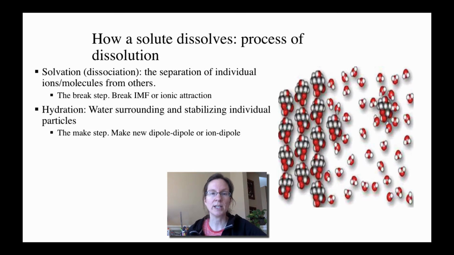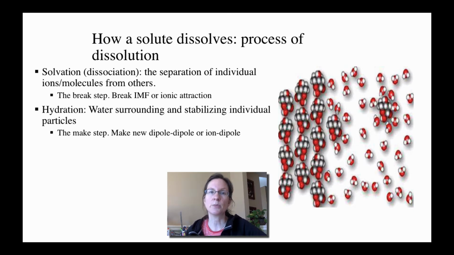So step one, what is dissolving? Dissolving requires two processes. Number one, you have to break the thing you're dissolving down to microscopic components so you can't see them anymore. But then step two, you have to replace whatever attraction you broke in order to dissolve with new attractions. These two steps are usually called dissociation and hydration.